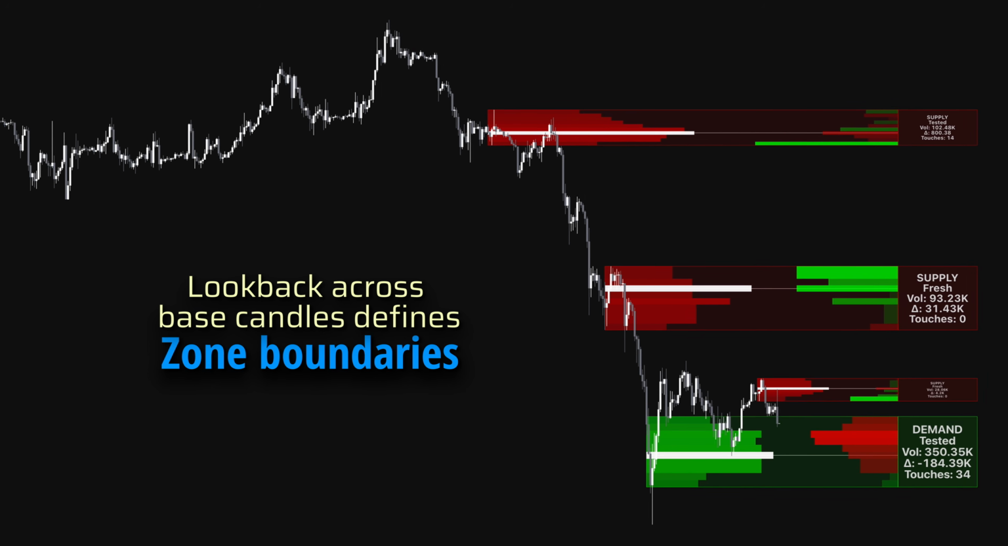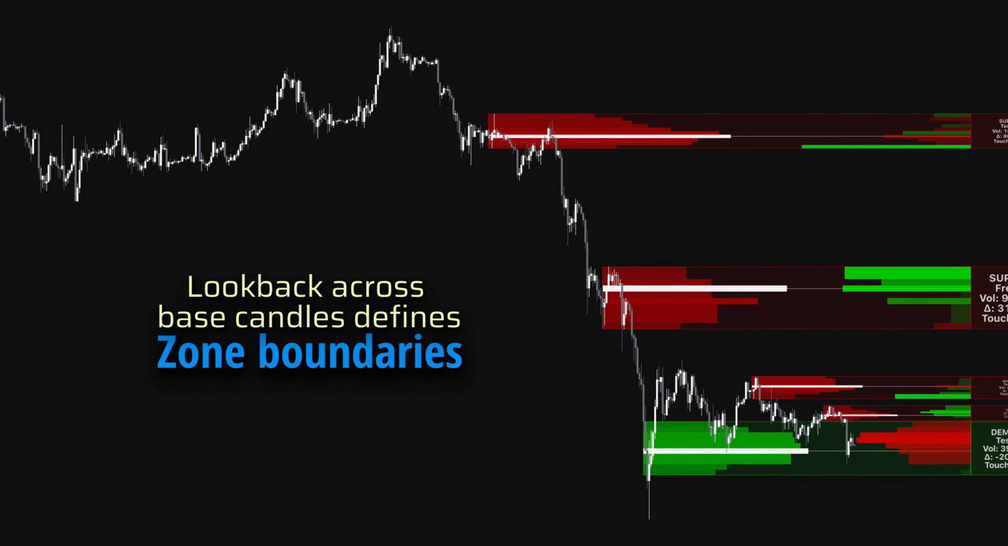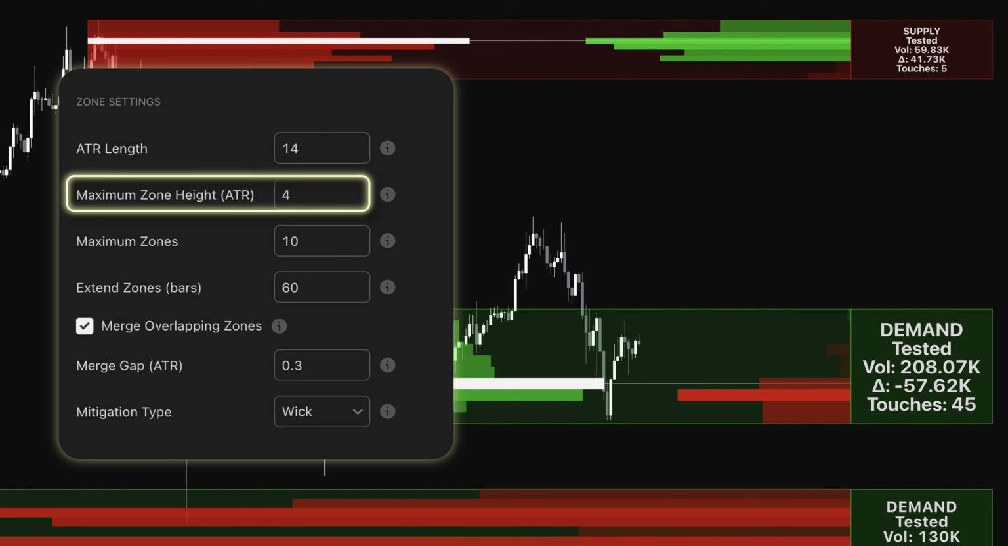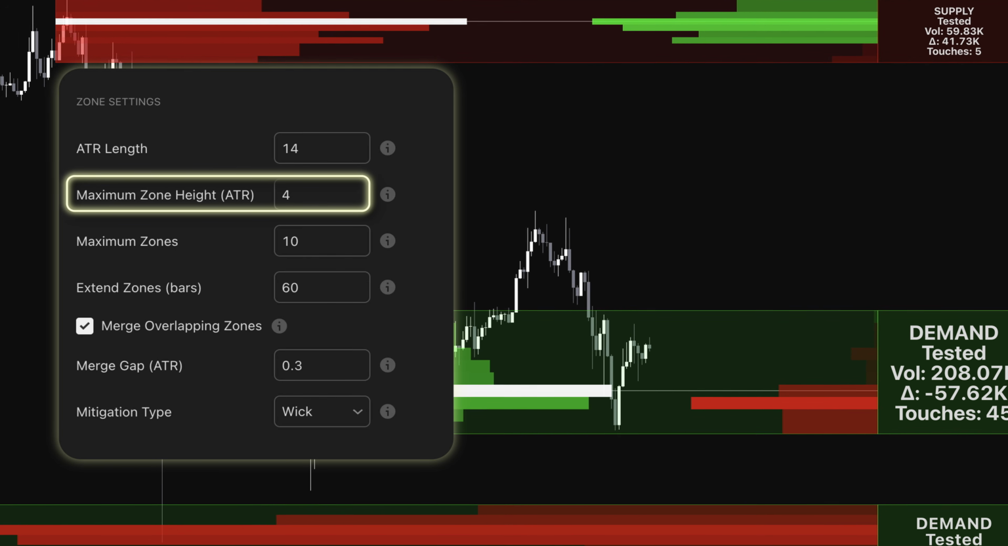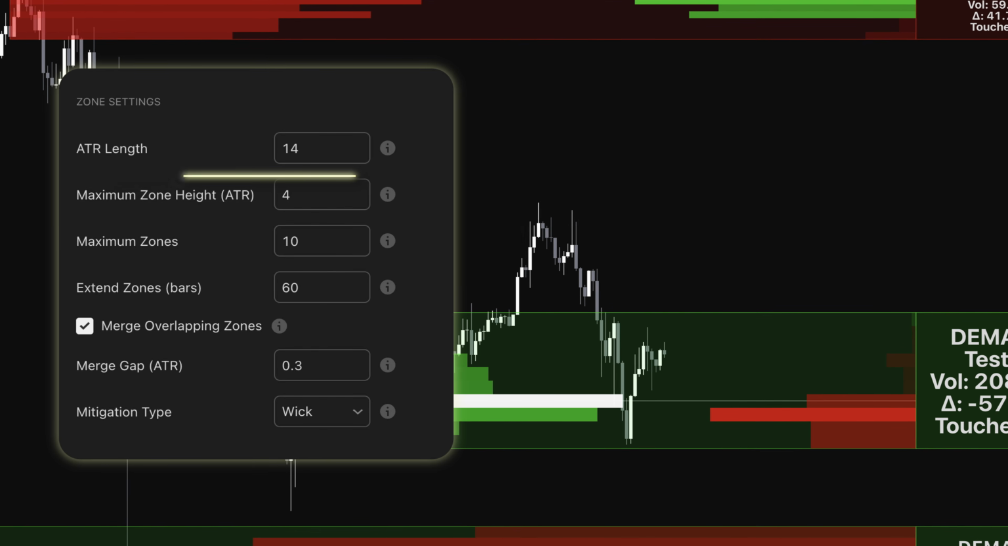Once a zone is confirmed, the indicator looks back across a configurable number of base candles to define the boundaries. Zone height is capped at a maximum ATR multiple to prevent excessively wide zones forming during high volatility periods, which would reduce their usefulness as precision reference levels.